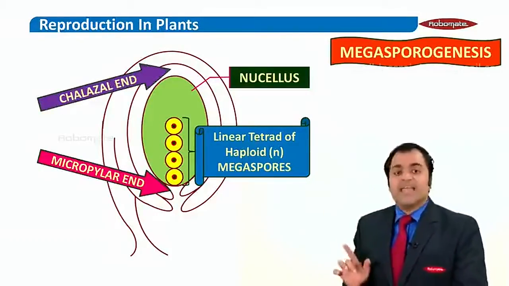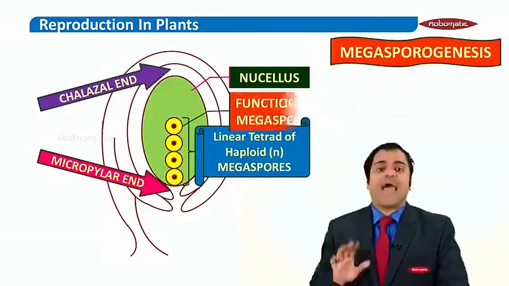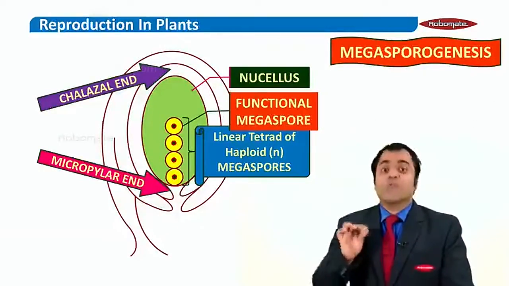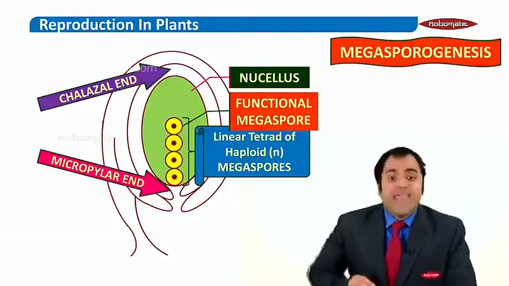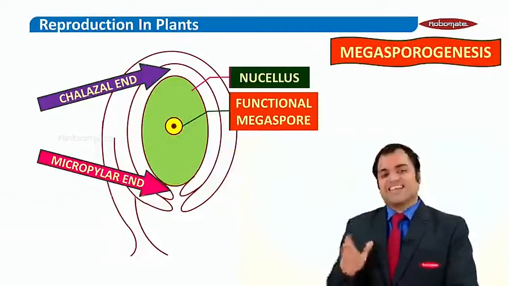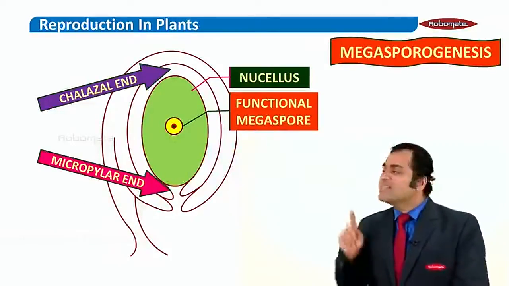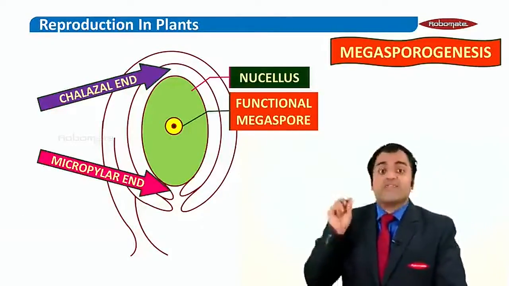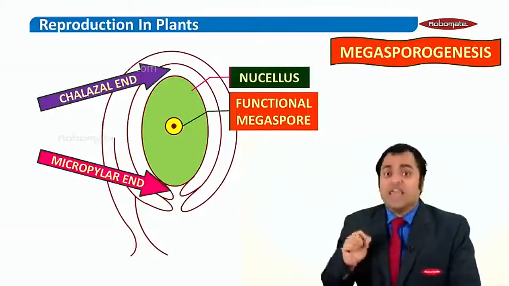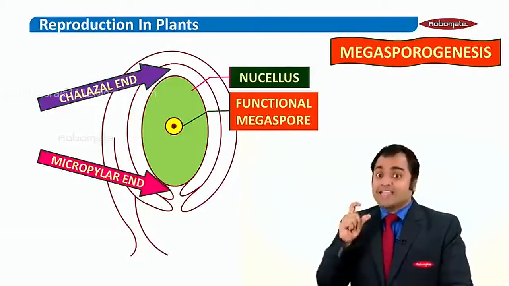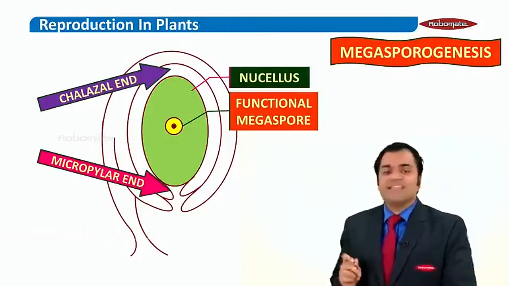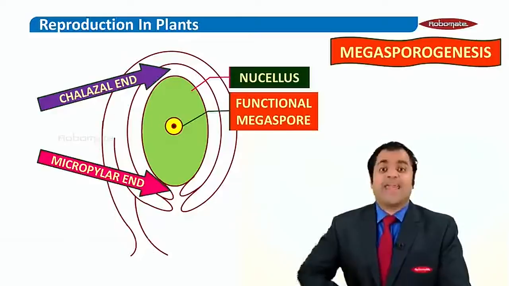Now if you look at these 4 haploid megaspores, the one that is seen on the chalazal end is the one that is going to function as a functional megaspore, which means it is going to remain active. Which means that the other 3 will just disappear or they will disintegrate. Is it okay? Now let us look at how this single functional megaspore, which is a haploid structure, will end up making 8 nuclei and 7 cells, right? So let us go ahead and see what is going to happen next.